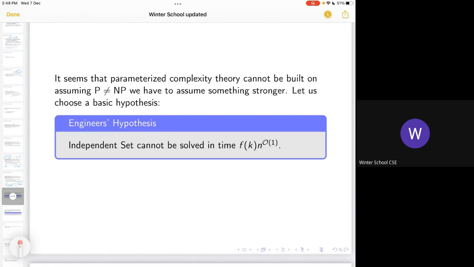Okay, so what is this? Independent set, where the input is a graph G and the parameter is the solution size k, cannot be solved in time f(k) times polynomial in n, where n is the number of vertices in G.